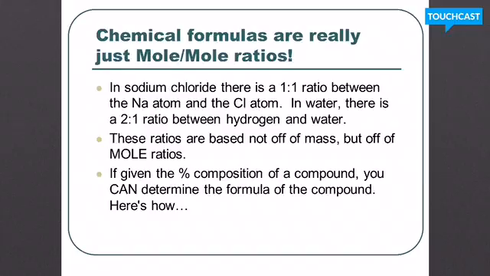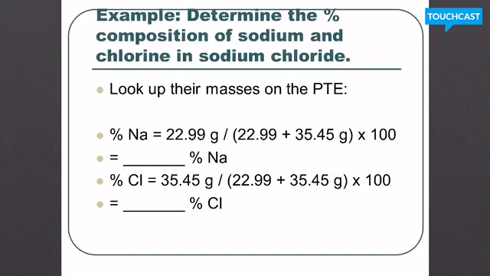So, if I give you the percent composition of each of the elements inside of a compound, you should be able to determine the formula of the compound. Sounds tricky, huh? Here's how you do it. So what we're going to do is look at an example here. It says, determine the percent composition of sodium and chlorine in sodium chloride.